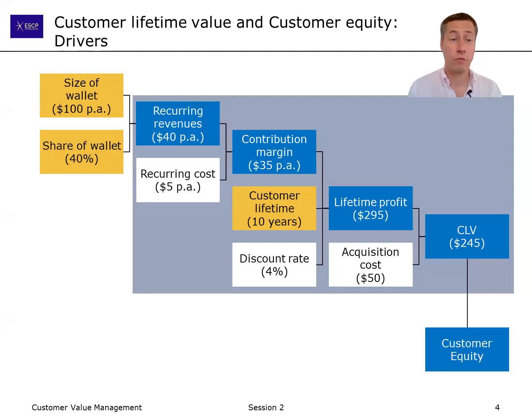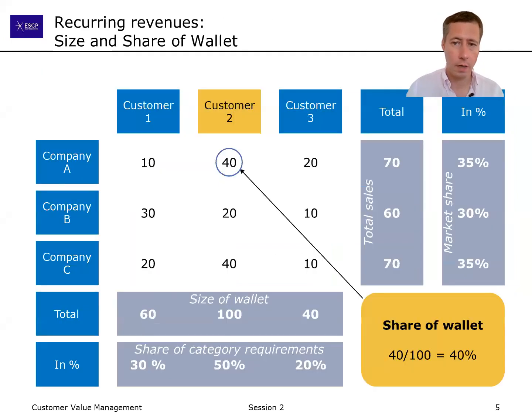Let's dive into the first two components of CLV, which is size of wallet and share of wallet. And let's probably start by explaining again what these two measures actually mean, and also why in many settings it can be very challenging to obtain the information necessary in order to calculate them.